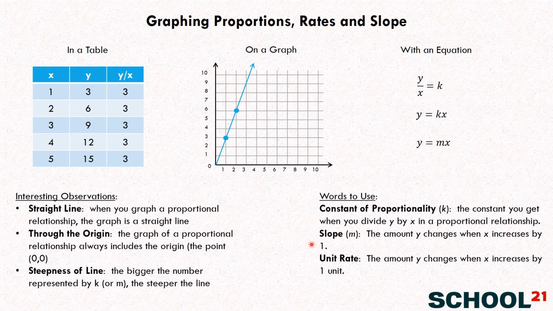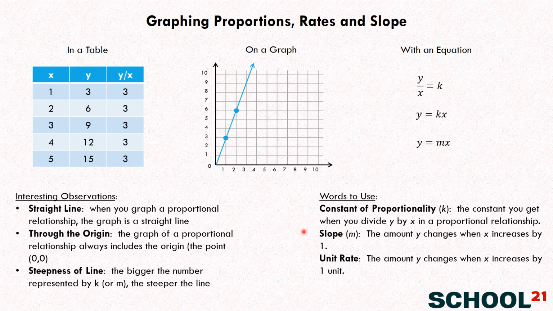Now, a few other things here. Here's some words that you'll have to use when you're talking about this, and they all are pretty much related to the same exact thing. So this is just for you to know that these are very similar. First of all, if you're using the k, that's called the constant of proportionality. Big words, all it does is when you take y divided by x in a proportional relationship, what number is it? It's always going to be some sort of constant number. That's just called the constant of proportionality.